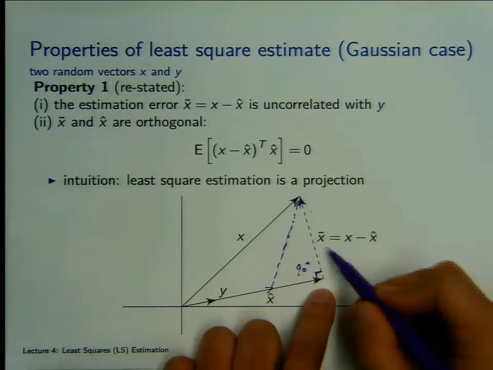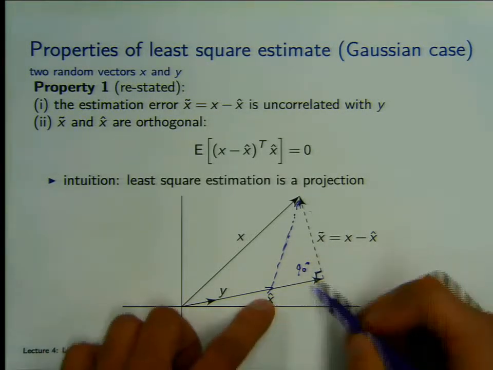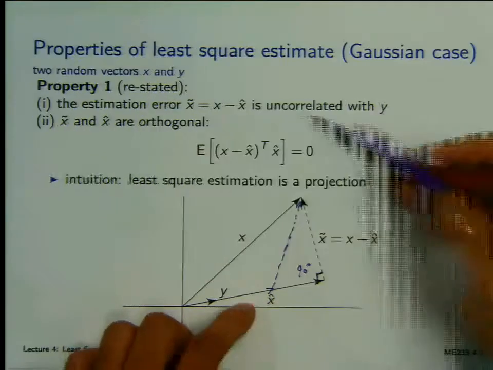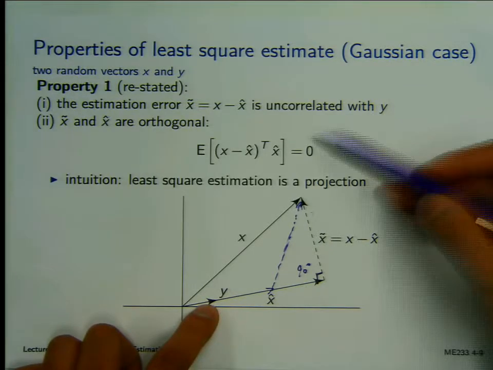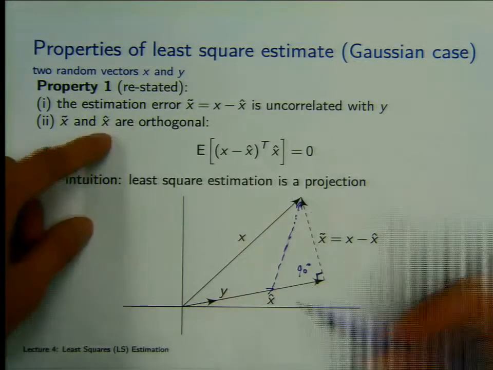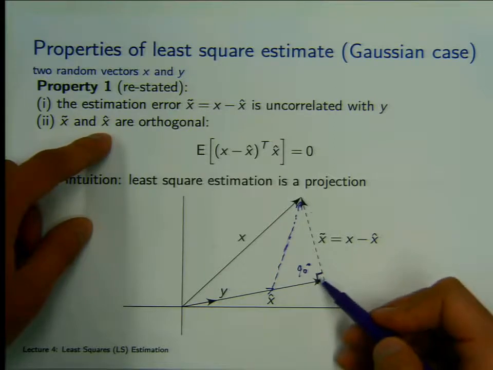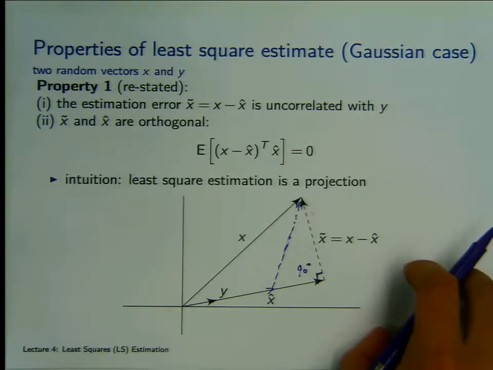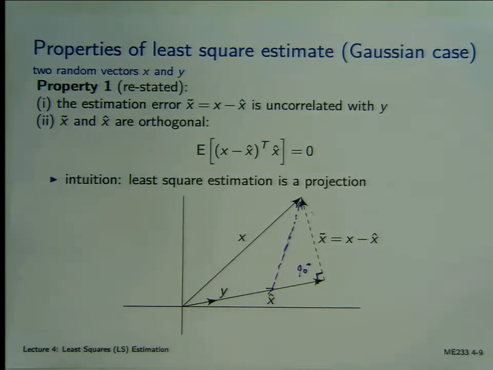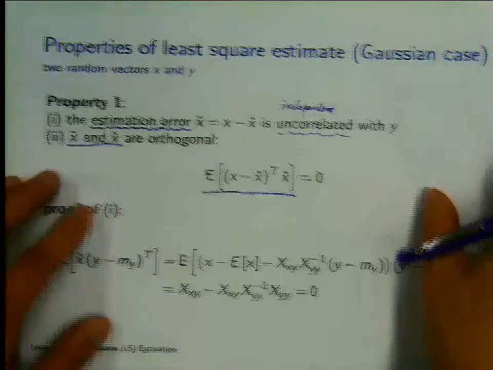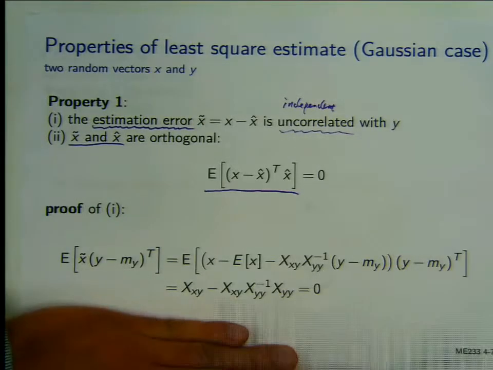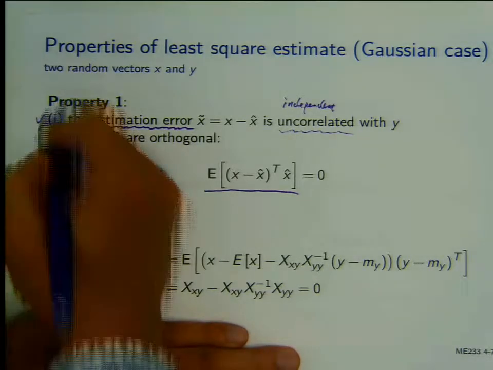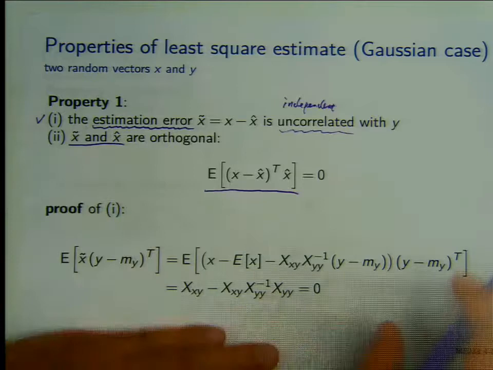And in that case, you see, x tilde, first of all, is orthogonal to y. It's uncorrelated with y. And also, x tilde and x hat are orthogonal. So that's a picture for property 1. The derivations are actually not difficult at all. So I'll just prove the first property, and then you can prove the second property very easily.